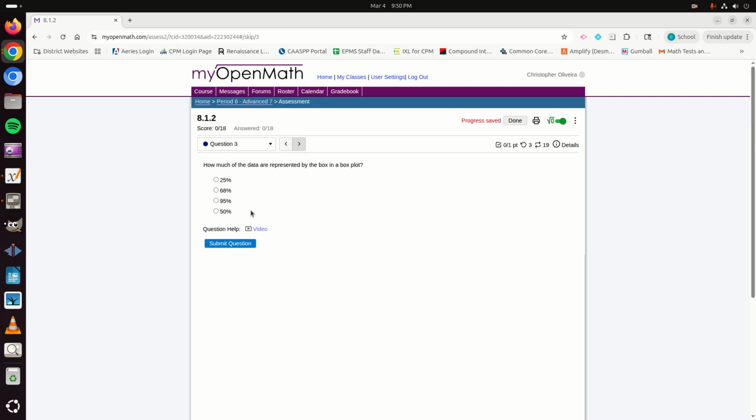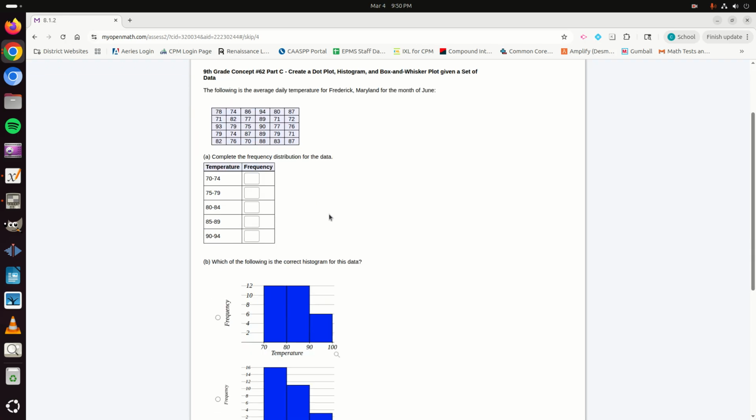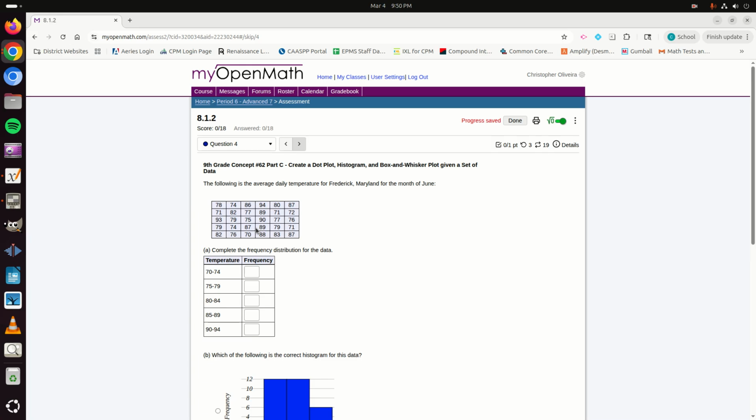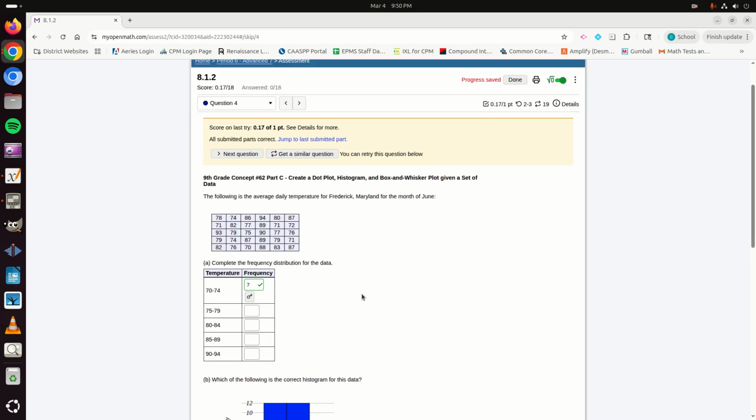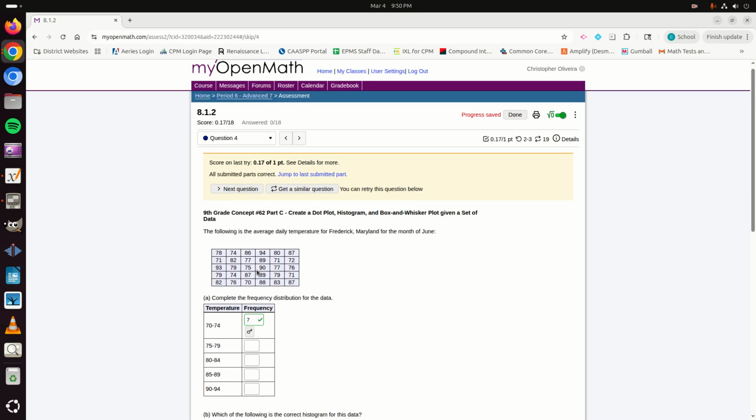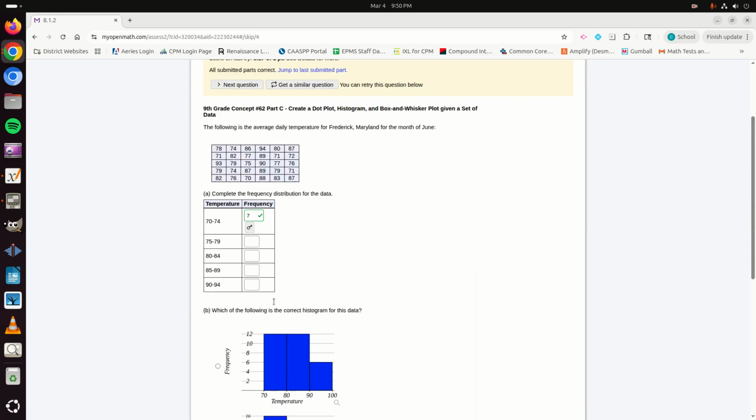Here, you're answering some questions about the box plot. On this one, you are actually going to have to figure out the frequency distribution, like how many numbers occur between 70 and 74. So there's 1, 2, 3, 4, 5, 6, 7. So it looks like 7 of them. So if I would submit that, you can see I got that part of it right. You just have to get the rest of them right and then figure out what the histogram would look like.